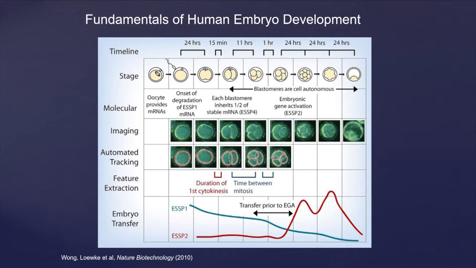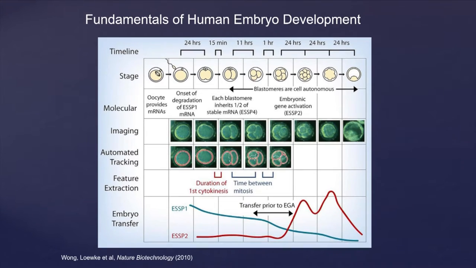The second parameter is, once there's 2 cells, how long does it take before the appearance of the 3rd cell? And we found that that's 11 plus or minus 4 hours in viable embryos.